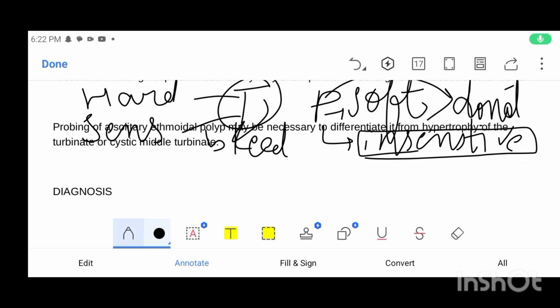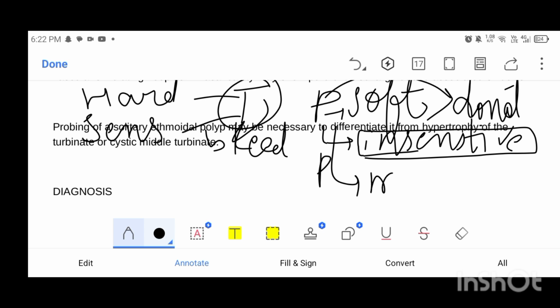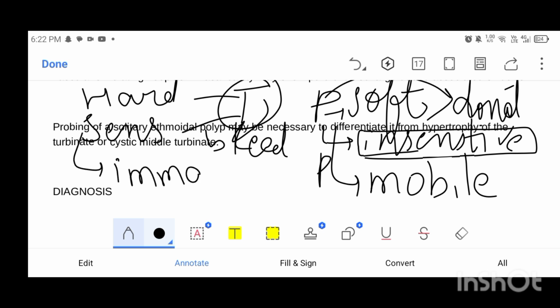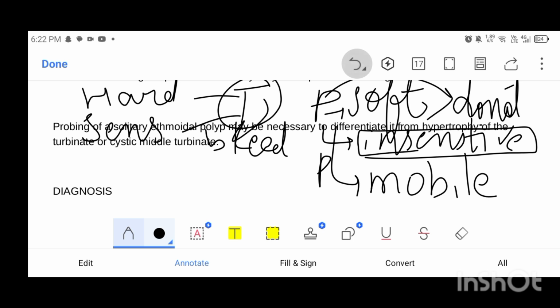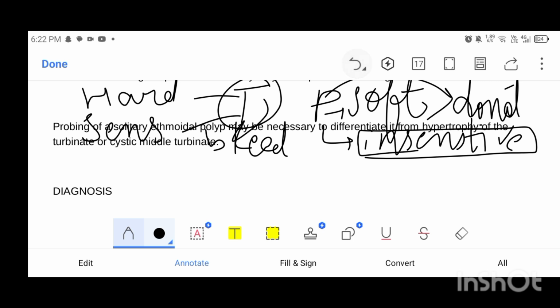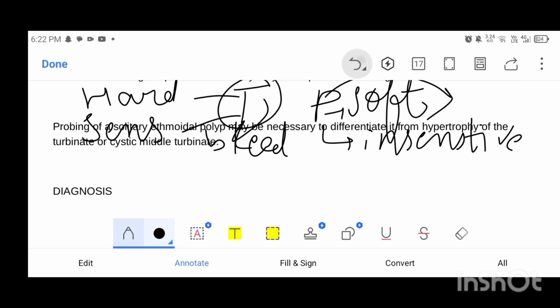Another point that you can remember is that the polyp is usually mobile while the turbinate is immobile. The turbinate is hard to touch, sensitive, and immobile. So these are the points by which we differentiate the polyp from the turbinate. And how do we differentiate a polyp from cancer or carcinoma? Basically, carcinoma usually bleeds on touch, while the polyp usually doesn't bleed on touch.